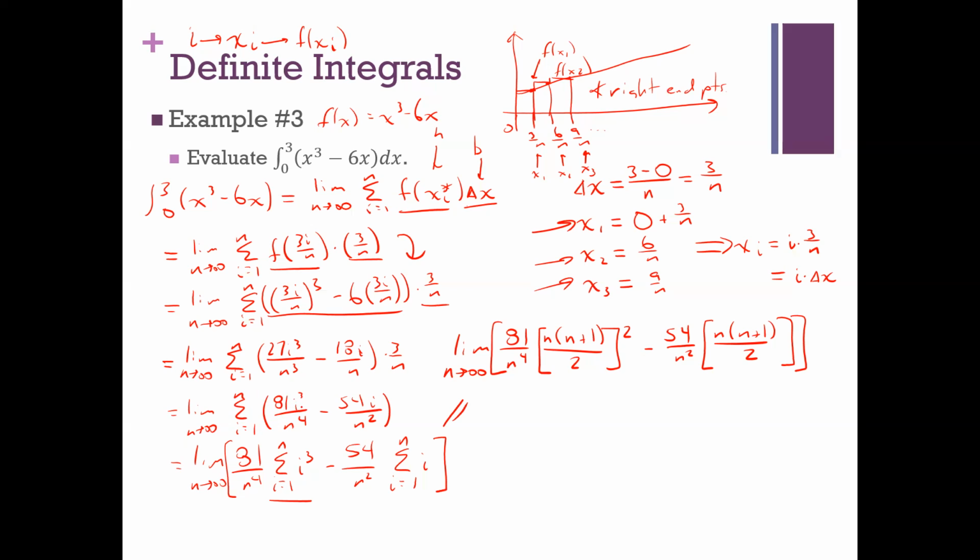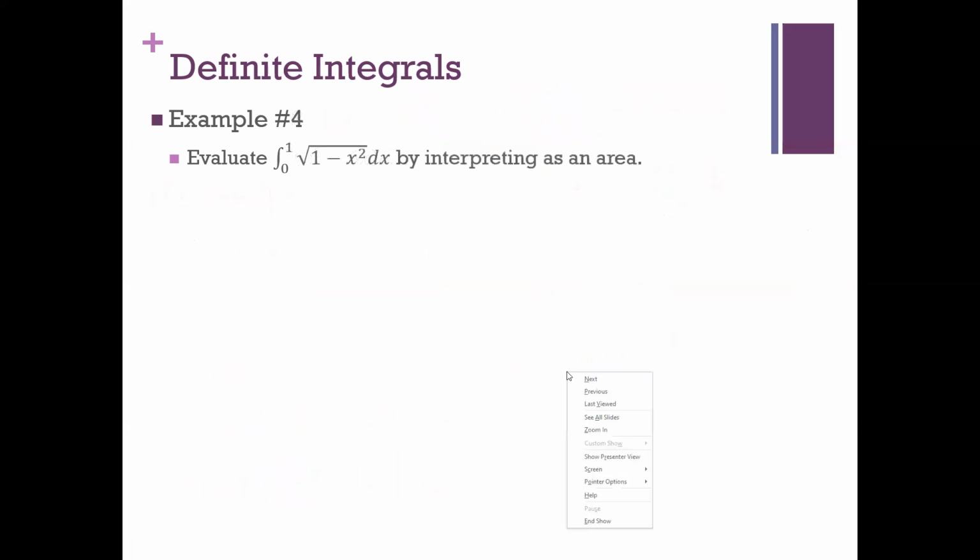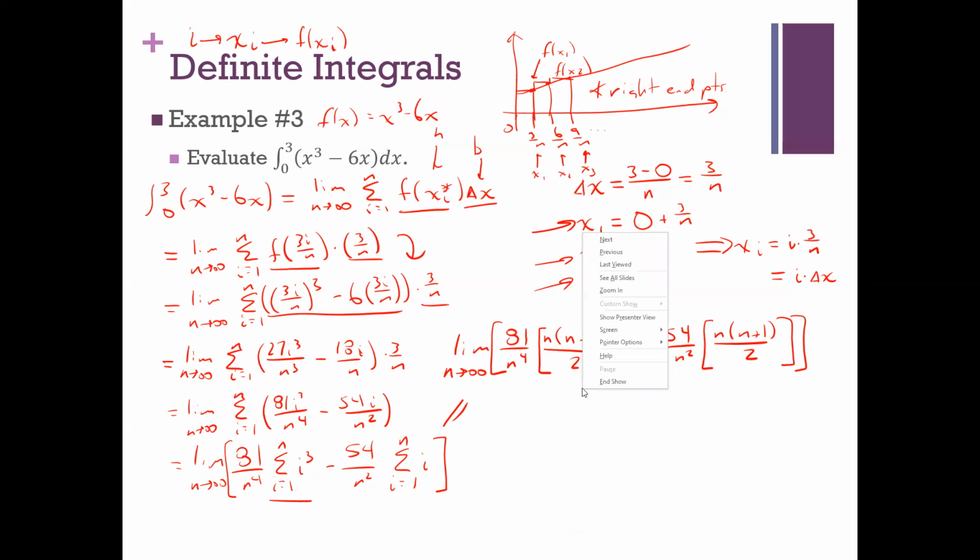Because of that, anything that's not i is essentially a constant, so I can pull those things out. So 81 over n to the fourth, I can remove from the summation. And when I'm done adding the things together in the summation, I can just multiply it by 81 over n to the fourth. So I'm going to go back a couple of slides, where I did an example like that. It's a little more simple to get our hands on.